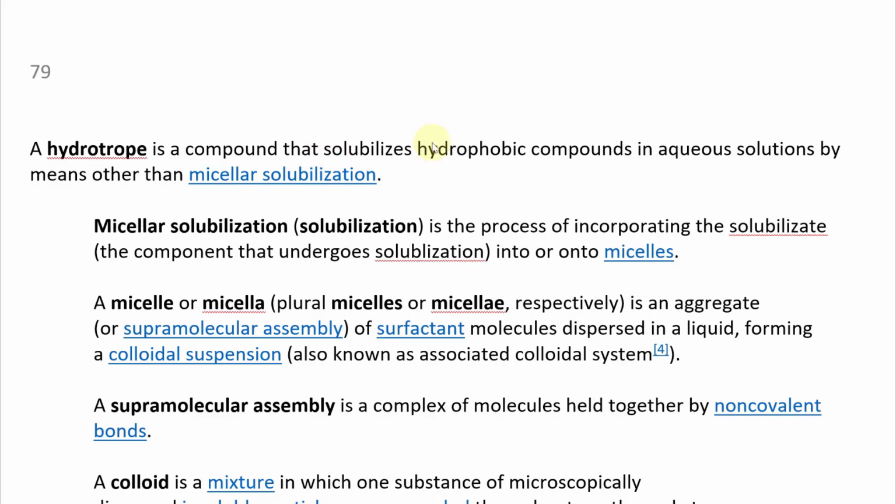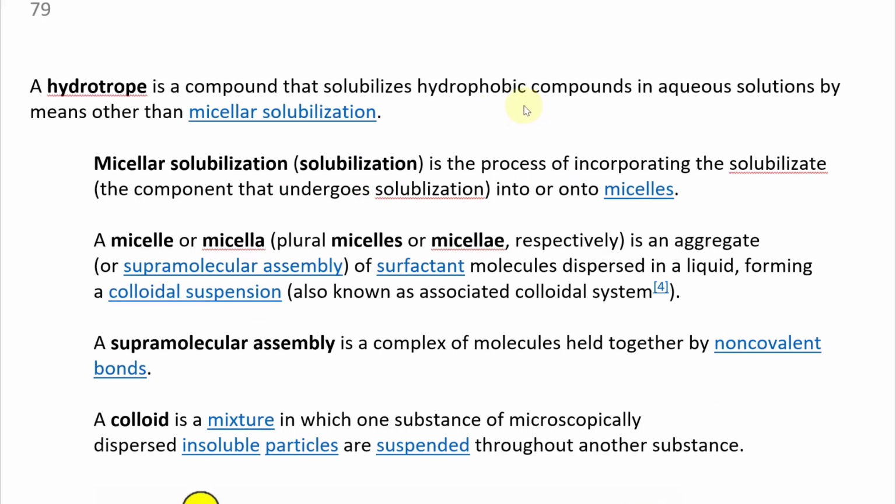But this is essentially trying to incorporate this inside water, inside a suspension. So you're solubilizing it, or incorporating that into a suspension of components that don't want to dissolve. So micellar solubilization, or solubilization, is the process of incorporating the solubilizate, which is the component that undergoes solubilization, into or onto micelles or micelle.